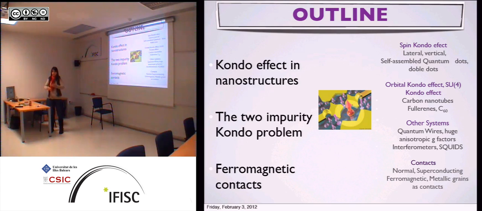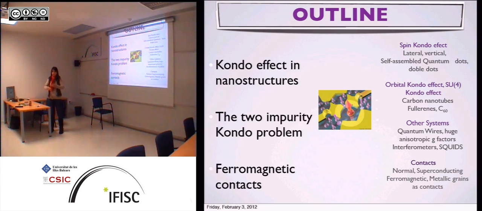Before that, I wanted to mention that there are experiments on this type of system where the Kondo effect has been seen in the presence of ferromagnetic contacts, and the main signature of the ferromagnetic contact is that the Kondo peak is split. The explanation is the following.